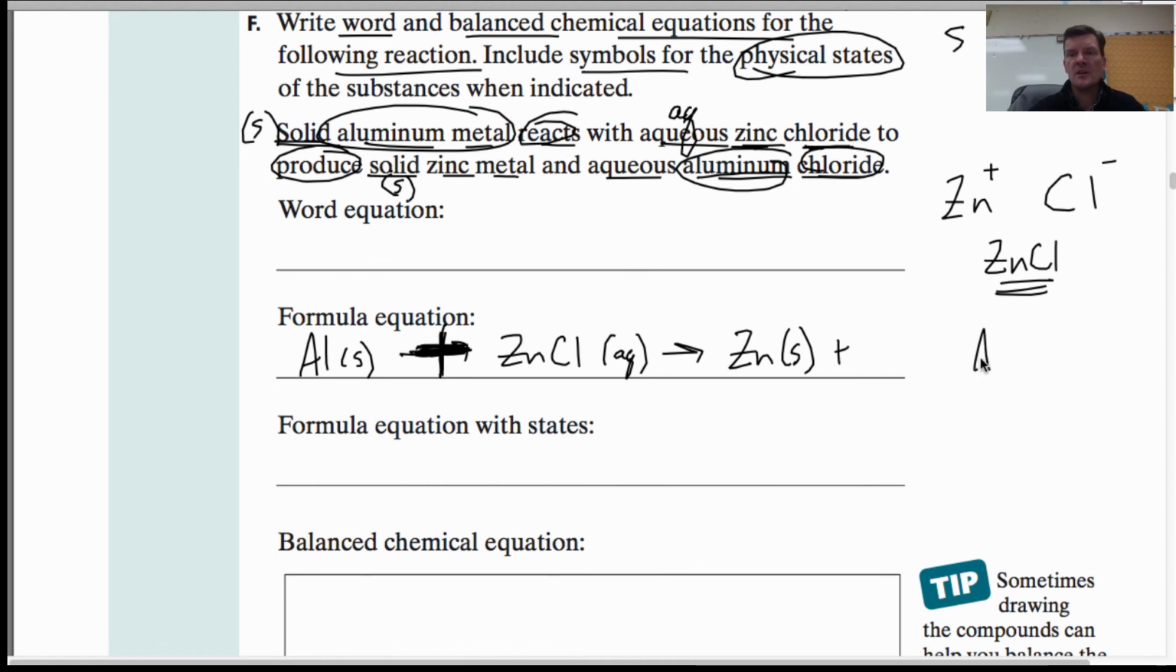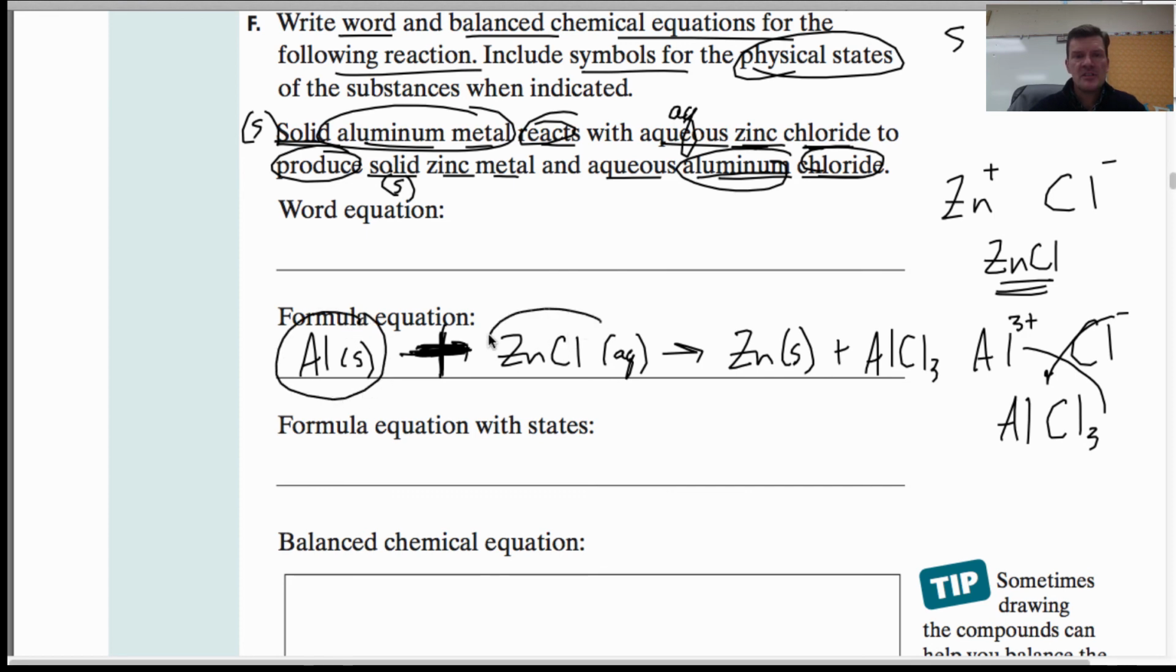Aluminum chloride. Now aluminum forms a 3+. Okay? Aluminum forms a 3+. Chloride is a -1. So I'm going to need 3 of those there. So let's see if this works out. Yep, we can do this. Aluminum and chloride. So we're going to need 1 of the aluminums and 3 of the chloride. It's AlCl3. Okay? There's your solid aluminum. There's your zinc chloride. There's your zinc metal. There's your aluminum chloride. We have to write the correct formulas first.